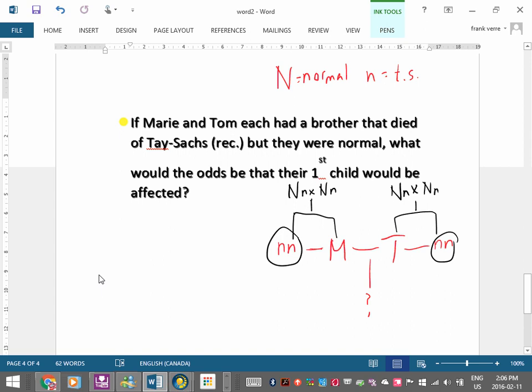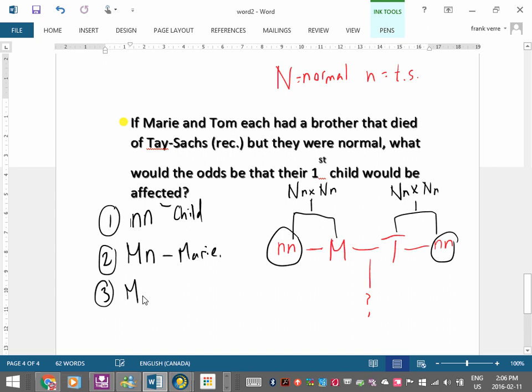So let's think about the logic here, okay? For this child to get Tay-Sachs, 3 things have to happen. 1, the child has to have 2 little n's. Right? 2, Marie has to be a carrier. So this is the child, and this is Marie. And Tom has to be a carrier too. There's no other way that this is going to happen otherwise.